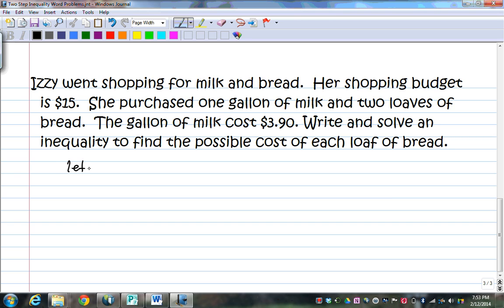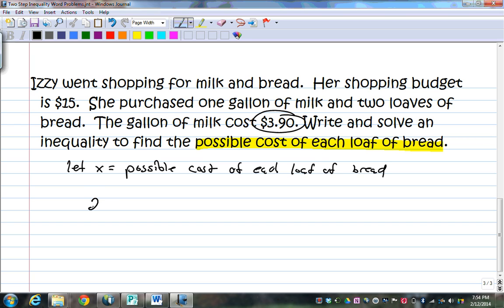Well, this is where that wonderful let statement comes in handy. Let x equal the possible cost of each loaf of bread. Okay, so what we know here from the problem, she's purchased a gallon of milk, and we already know the cost of that. And she's buying 2 loaves of bread. We just don't know how much each loaf is.